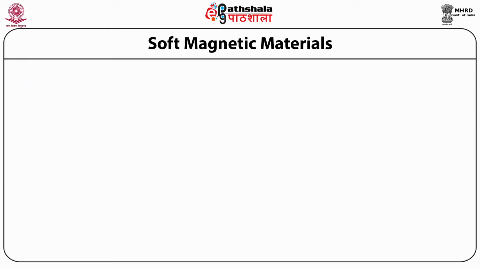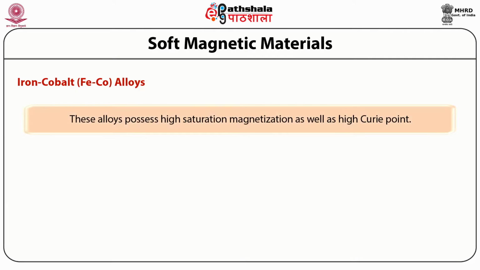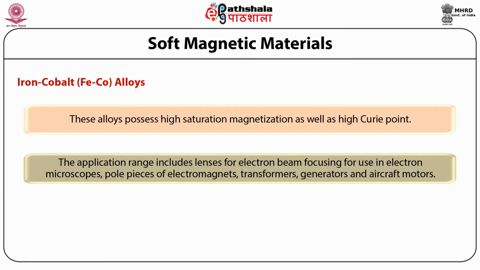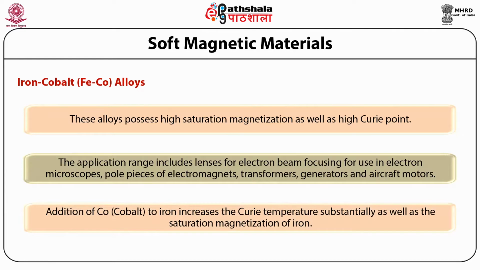The next type of soft magnetic material is the iron cobalt alloy. These alloys possess high saturation magnetization as well as high Curie point. The application range includes the lenses for electron beam focusing, for use in electron microscopes, pole pieces of electromagnets, transformers, generators, and aircraft motors. Addition of cobalt to iron increases the Curie temperature substantially as well as the saturation magnetization of iron.